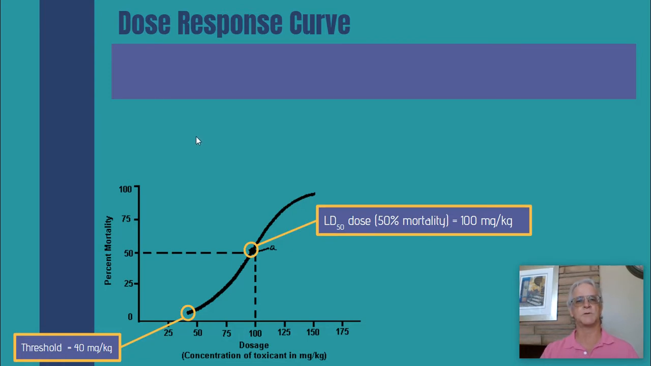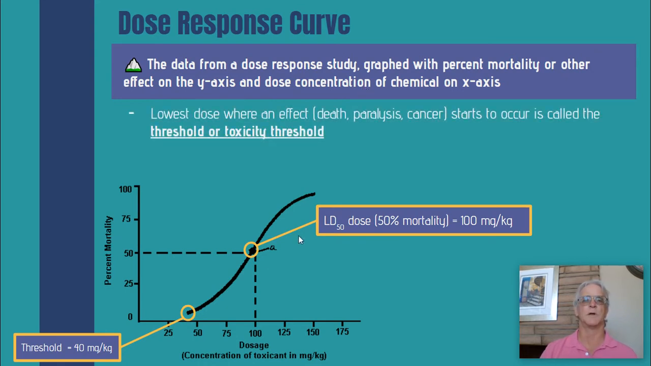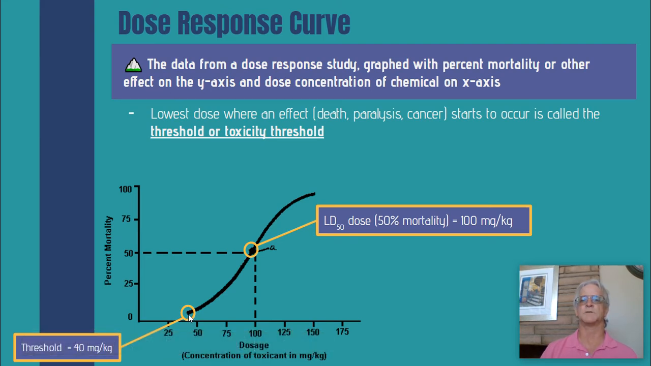So, the dose response curve. Data from a dose response study are graphed with percent mortality, or the effect, on the y-axis and dose or concentration of chemical on the x-axis. The lowest dose, where an effect starts to occur, is called the threshold of toxicity.